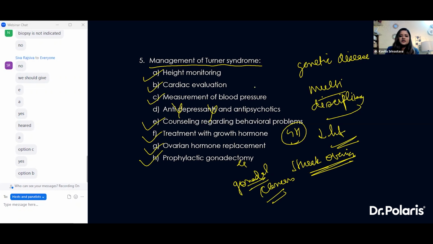Is it clear to all of you? Please put a thumbs up those who have understood Turner syndrome so that we can move ahead to the last topic for today's discussion.